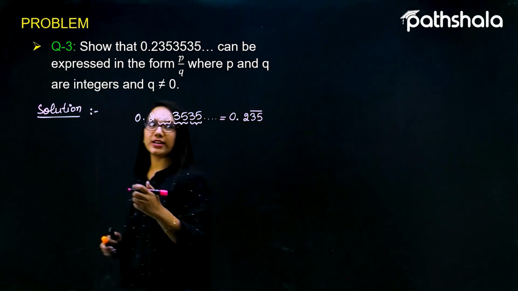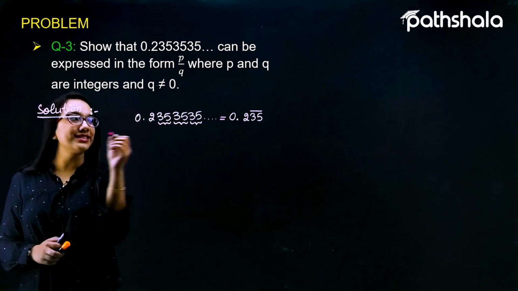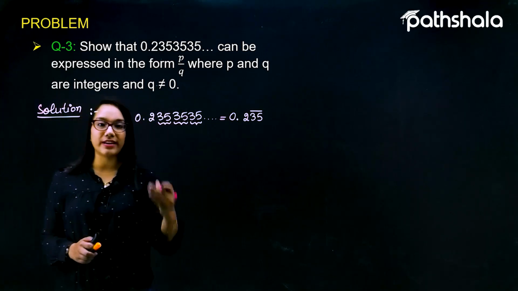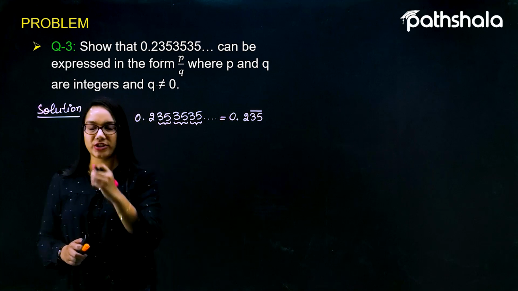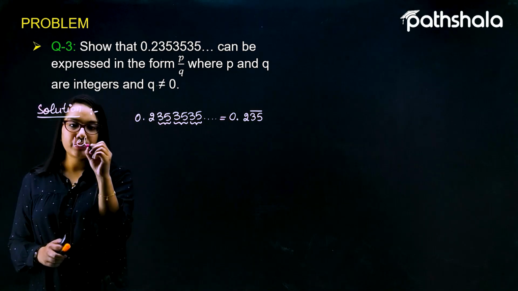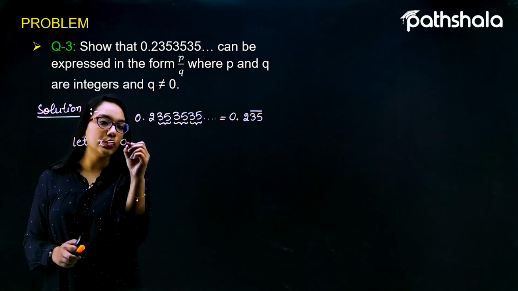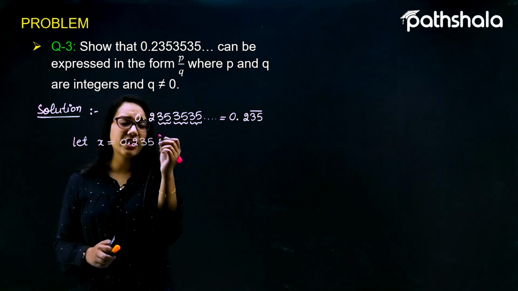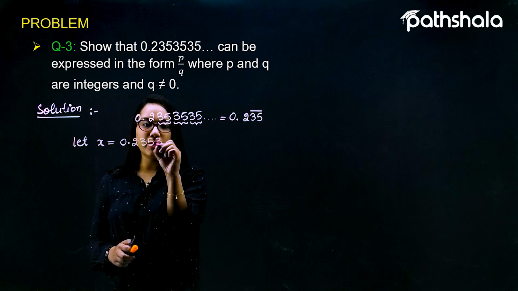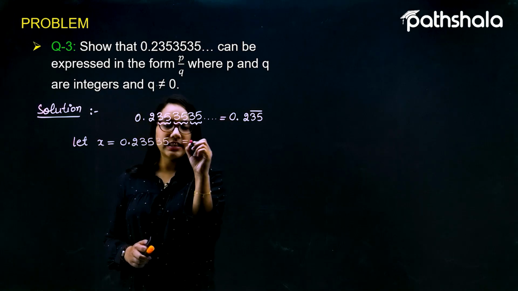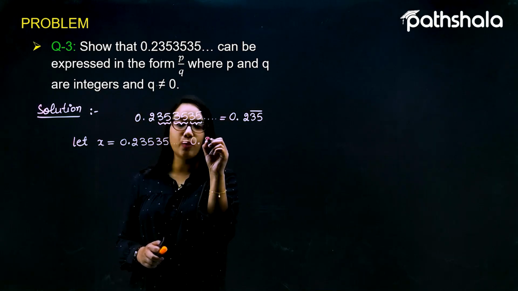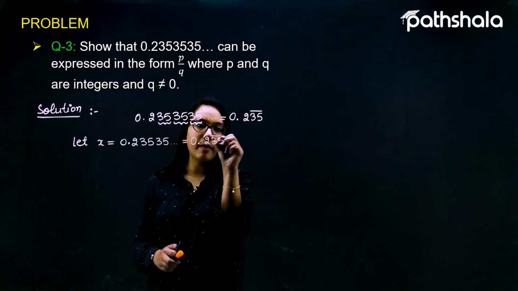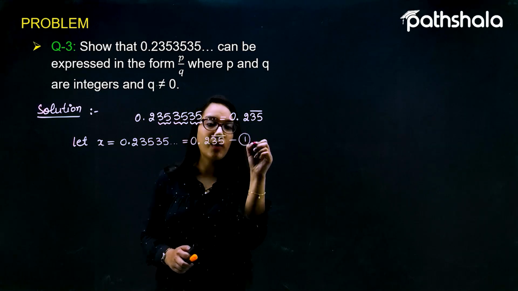So first of all, as we know, we have to take this number as a particular variable. So this is step number 1. Let x is equal to 0.235 bar, or we can say that we are representing it first in the form of 0.23535, and we can say that it can be represented as 0.235 bar. So this is nothing but step number 1.